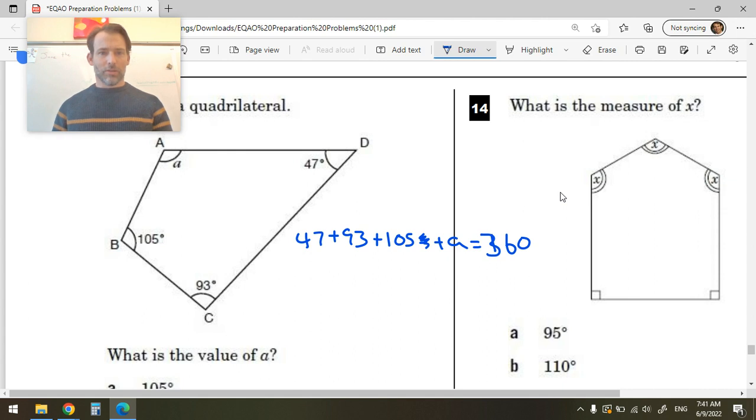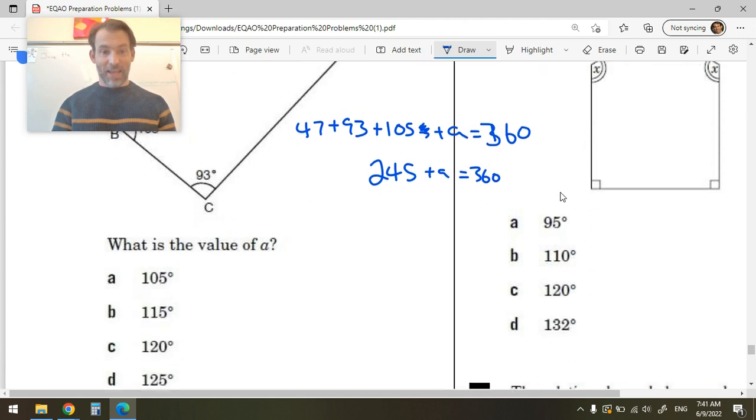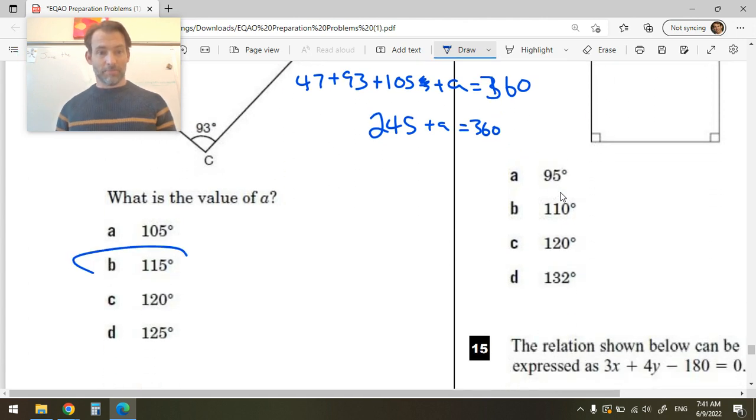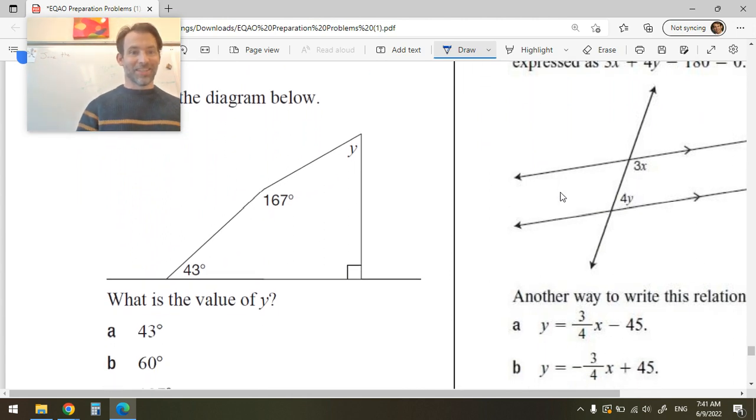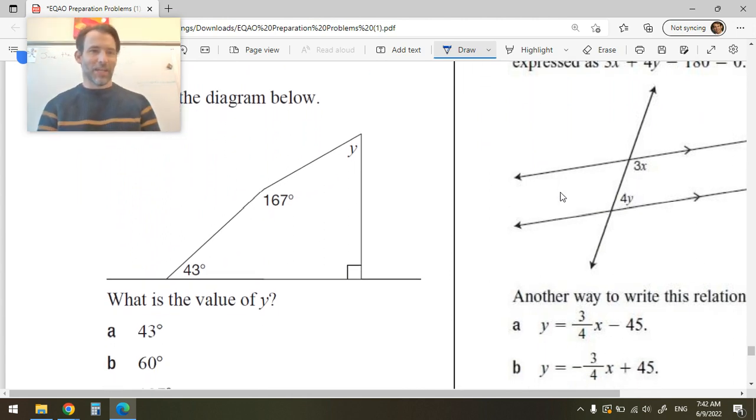All right, let's go. So 47 plus 93 gives us 140. 140 plus 105 gives me 245. 245 plus A equals 360. Subtract 245 from both sides gives me 115. A is equal to 115. There it is. Aren't multiple choice questions lovely? You're like, oh, there's my answer, and you don't have to check it. But watch out. Sometimes there's trick answers in there. Make sure you're confident in your answer.